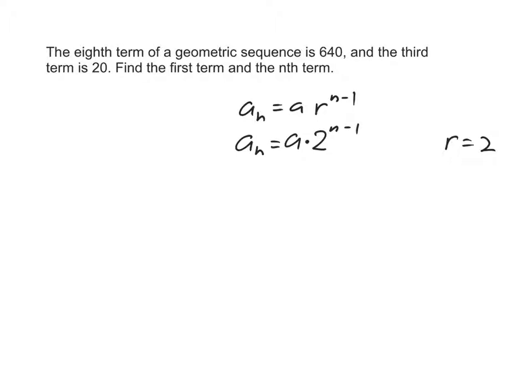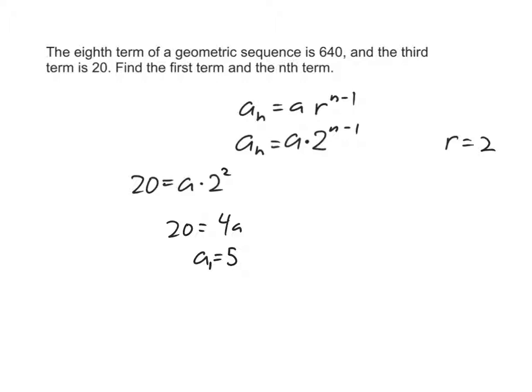In order to find a, I'm going to go back up to here and say, okay, I know that the third term was 20. So in other words, 20 equals a multiplied by 2 to the 3 minus 1, since I'm talking about the third term, n is going to be 3. So that's going to be 2 squared. Or in other words, 20 equals 4 times a. So divide by 4 on both sides, you get a equals 5. So a equals 5, and that's also a sub 1.